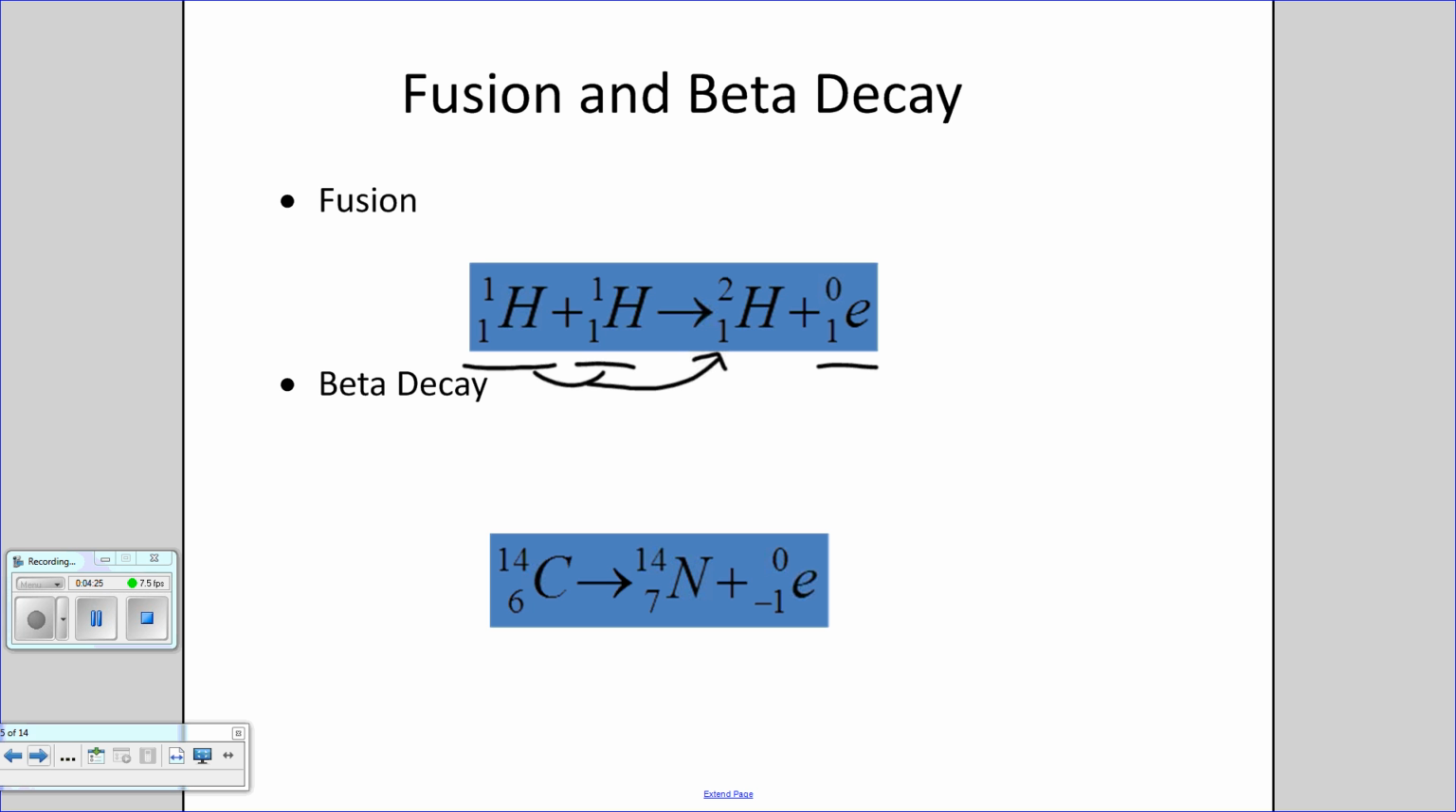Alpha decay, alpha particles are helium particles. They have 2 protons and 2 neutrons, and basically he's giving off a piece of himself. So this uranium-238 is cutting his hair, and he's losing 2 protons and 2 neutrons to become helium, I believe.